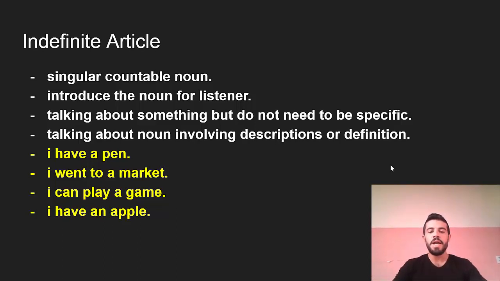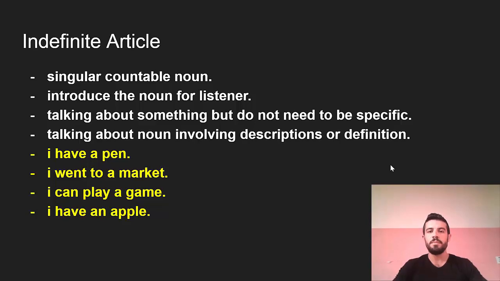Also, I can play a game. Here I'm talking about something, but not a specific one. Here I just said a game. Which game? Any type of game. I don't say anything, just I can play a game. Or here, I have an apple. Here you can see, because apple starts with a vowel, a, we use an.